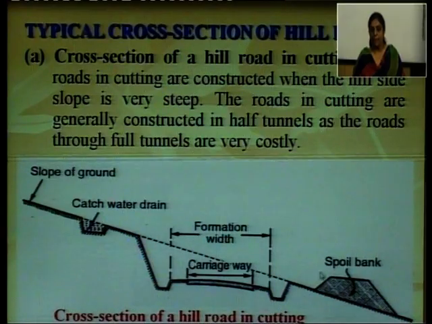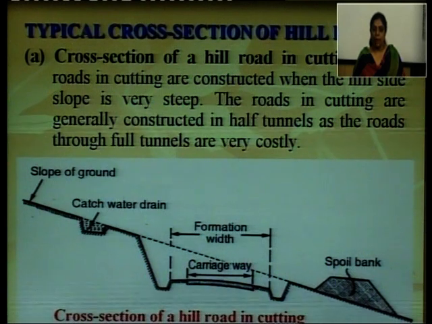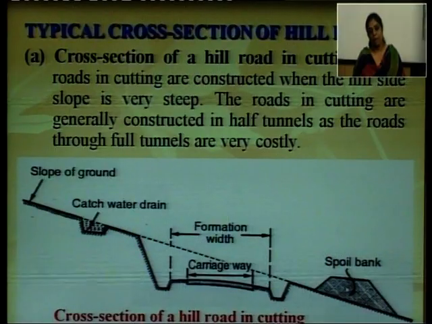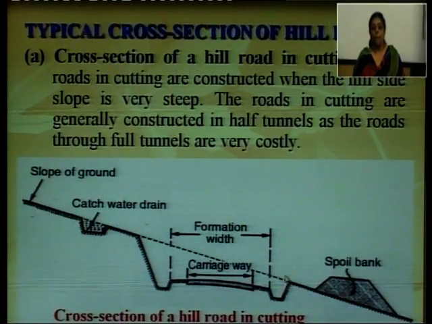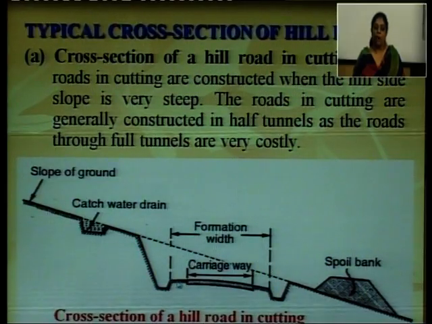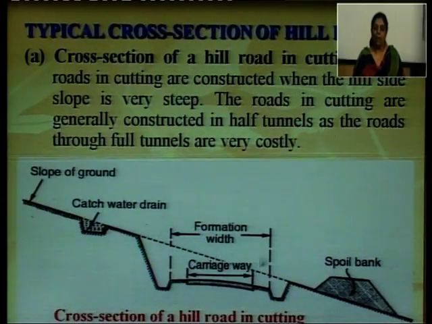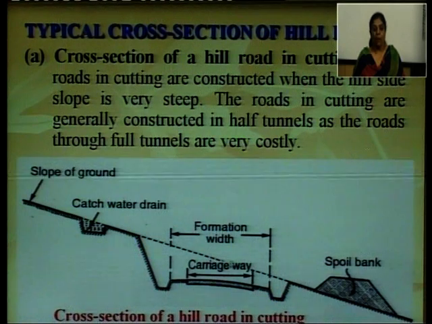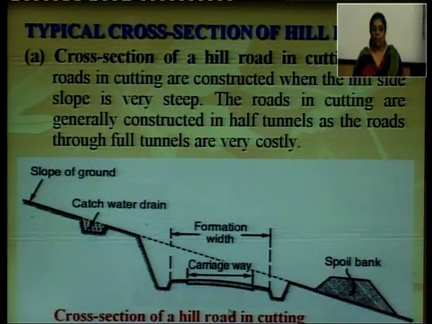And here is the spoil bank. Basically, this is the soil which is dumped here after cutting this part of the slope, and we can use this soil. This is basically a bank of soil, that is why this is called spoil bank. We can use it wherever it is required later on, because whenever some part of the road is constructed in filling, then we take this soil from here and use it for the filling purposes. So, this is the cross section of the hill road in cutting.